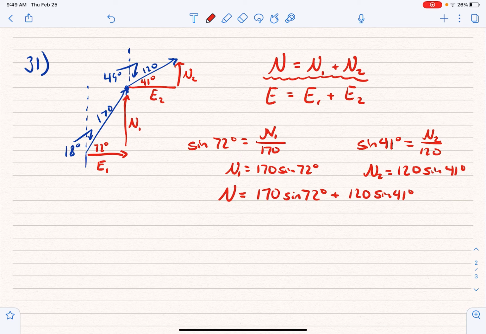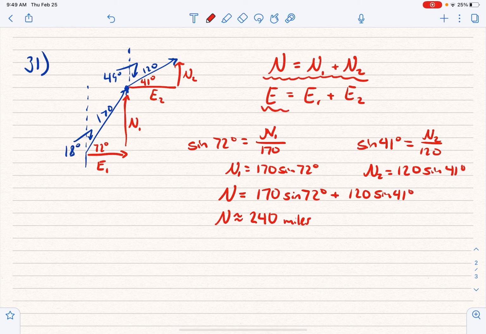And plug that all into my calculator at one time, so that way I'm getting the most precise answer the calculator can give me. Plus 120 times the sine of 41 degrees, close parentheses. And I get that north is about, now everything was in 2 sig figs, right? Everything was pointing towards 2 sig figs, nearest degree, stuff like that. And it is. It comes out to 240 miles is how far north they traveled.